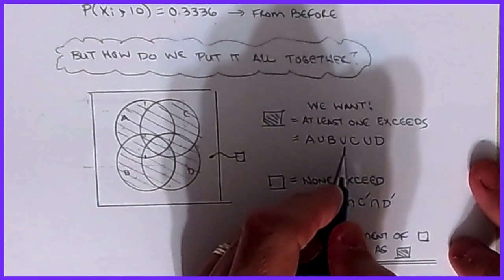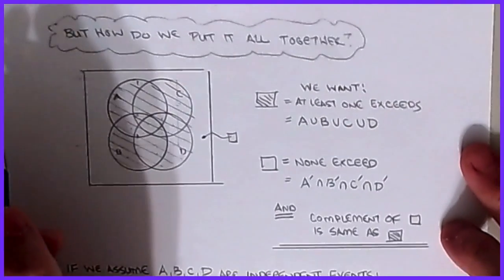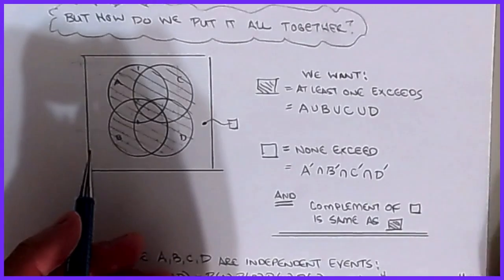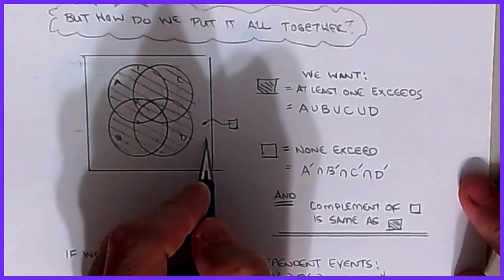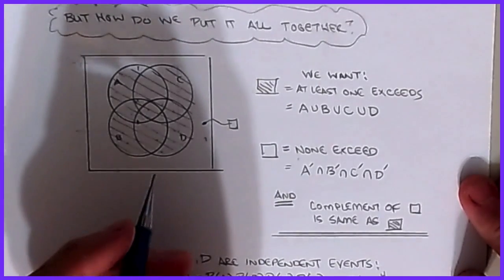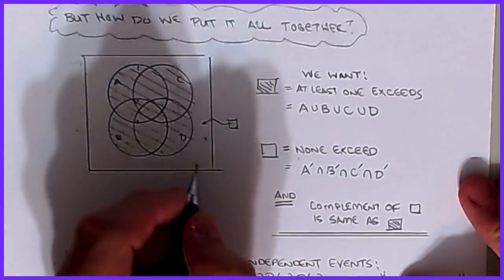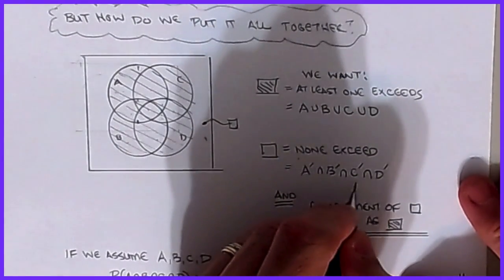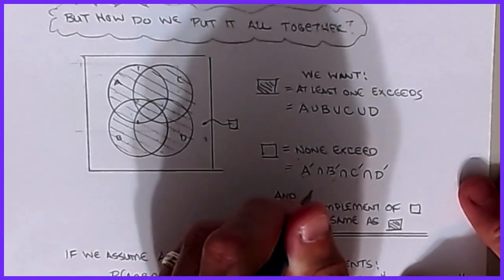Okay, so A union B union C union D would be that event, right? Now, again, we don't know how to calculate it, but we know that that's kind of the relationship. Okay, the region that's outside of this then would be the none-exceeds case. It would be the complement of this thing. And so the complement is actually the intersection of the complement of A, complement of B, complement of C, and complement of D. That all 4 of these have to occur.